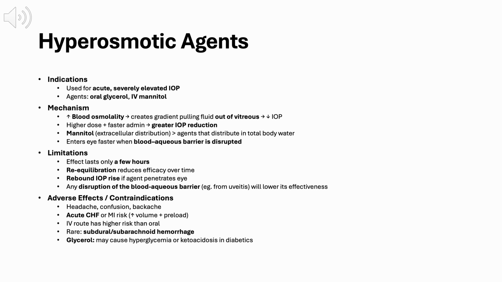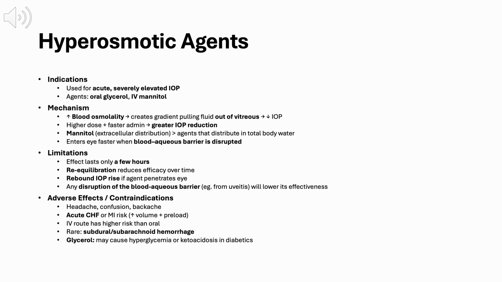These medications, most notably oral glycerol and IV mannitol, work by raising plasma osmolality, creating an osmotic gradient that pulls fluid out of the vitreous and thereby lowers IOP. The effect is dose and rate dependent, meaning higher or faster administration leads to greater pressure reduction. Among them, mannitol is particularly effective because it stays within the extracellular compartment and enters the eye more readily when the blood-aqueous barrier is disrupted.